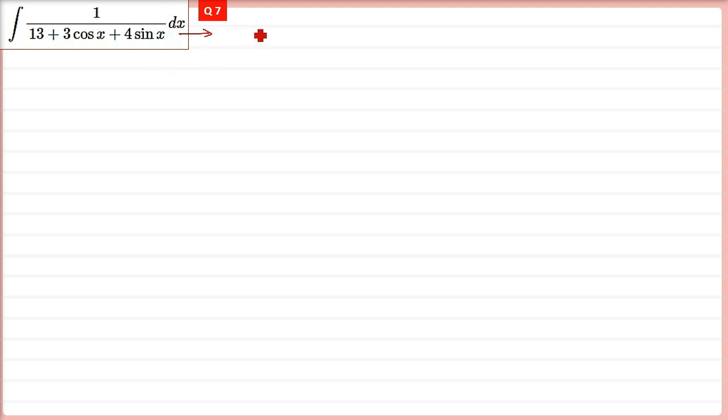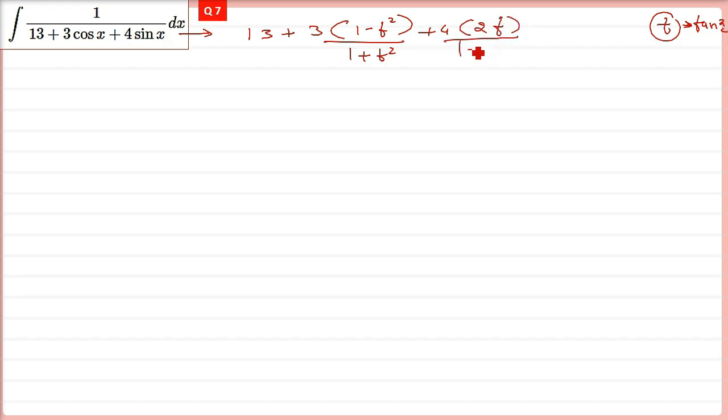I am taking the denominator right now. So this will be 13 plus 3 cos x plus 4 sin x. In place of cos x, replace it by the tan x by 2 conversion. I am just writing tan x by 2 as t just to make it easier for you to understand. It will be clearer and easily understandable also. So I am writing cos x as 1 minus tan square x by 2 divided by 1 plus tan square x by 2, plus 4. Sin x can be written as 2 tan x by 2 divided by 1 plus tan square x by 2. So let me write it as 2 tan x by 2 over 1 plus tan square x by 2.